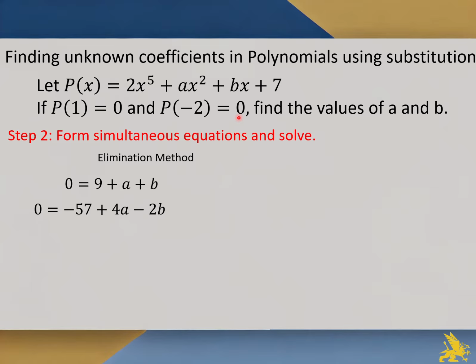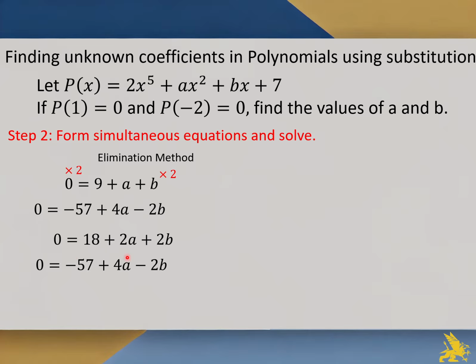Now, in this case, we need to make everything the same. So we need one variable to be identical. I can either times my top by 4, or I can times it by 2. I'm just going to times it by 2. If I times by 2, I'll just get 18 plus 2a plus 2b is still equal to 0, because 0 times 2 is 0.